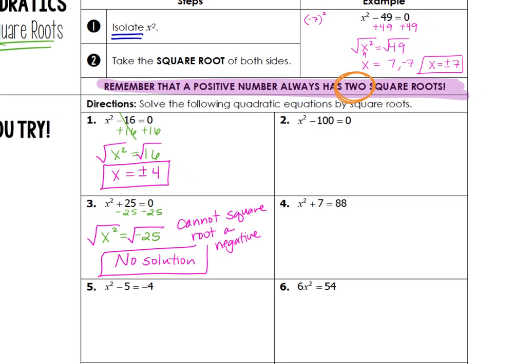Okay, I want you to try number 4, and I want you to try number 6. Number 6 is a little bit different, but the rules are the same. 2 steps. Isolate, square root. Okay? Give that a go.